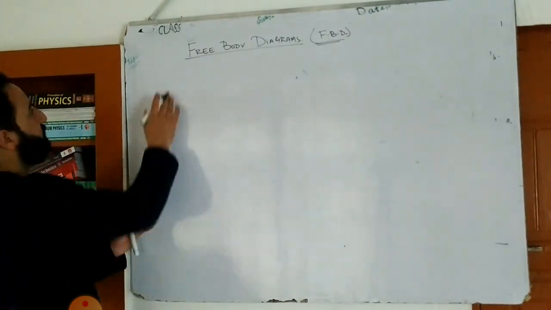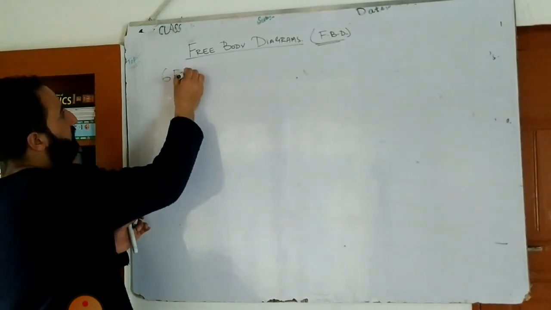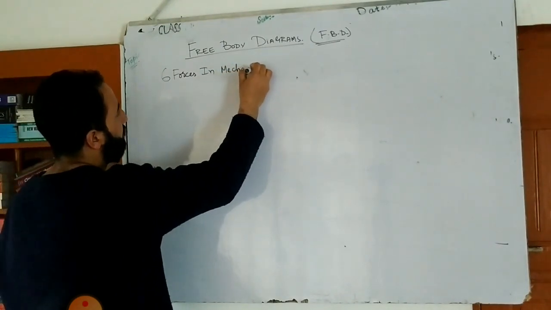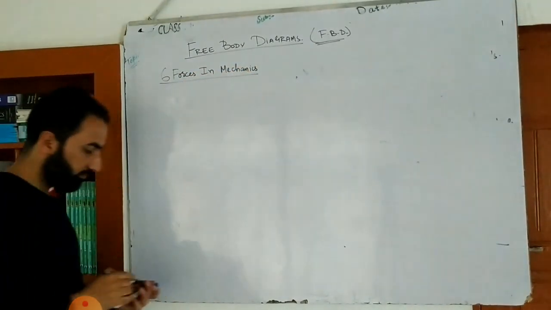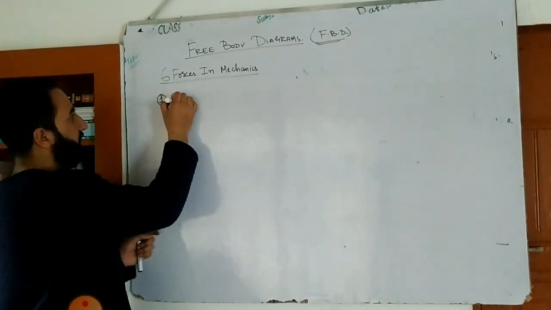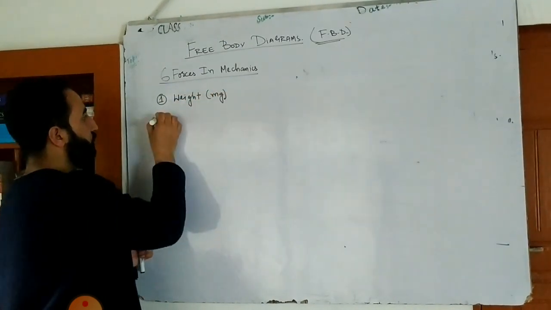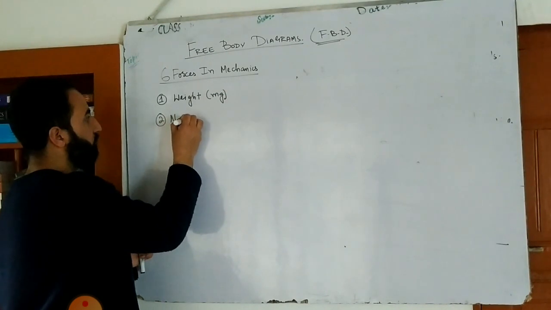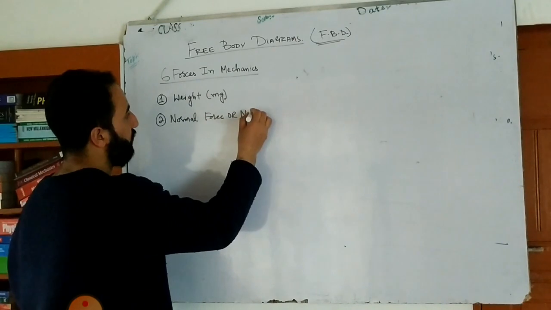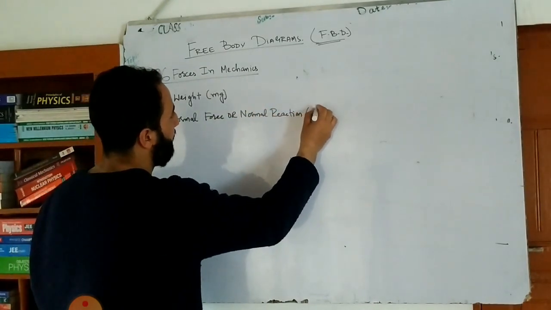So here I will write down 6 different forces in mechanics, which will be continuously used. For example, force number 1 is weight, denoted by mg. Force number 2 is called normal force, or it's also called normal reaction, denoted by N.